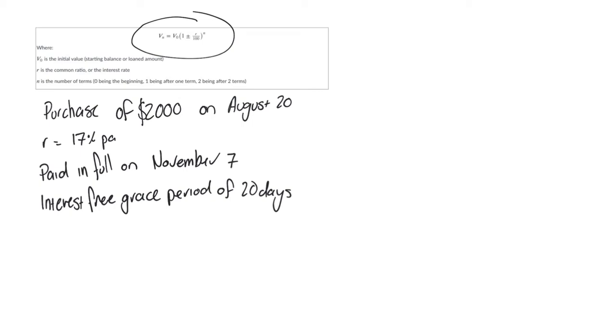Okay, so if we're going to use our compound interest formula, we need to find a couple of things. First, we need to find how many days in total is there between August 20 and November the 7th. So N is going to be, well, between the 20th of August and the end of the month, so August has 31 days, it'll be 31 minus 20.